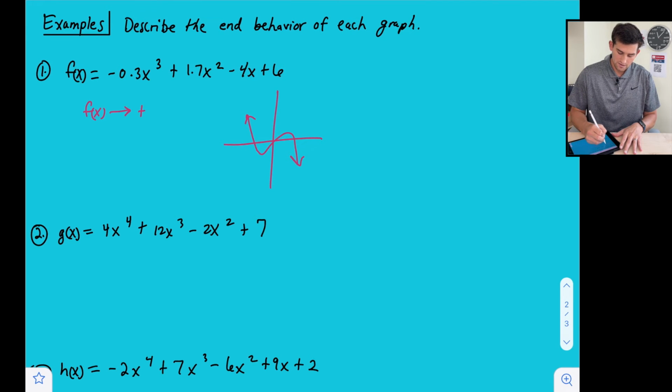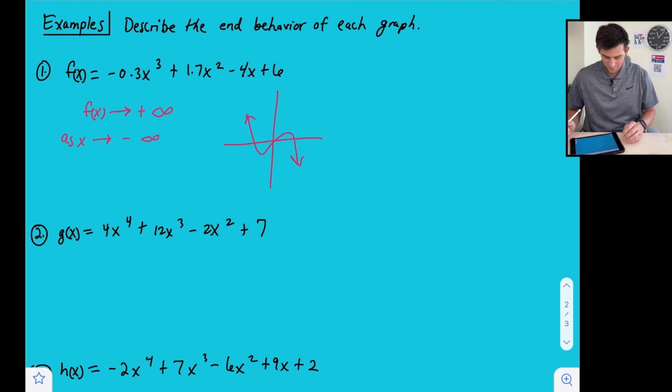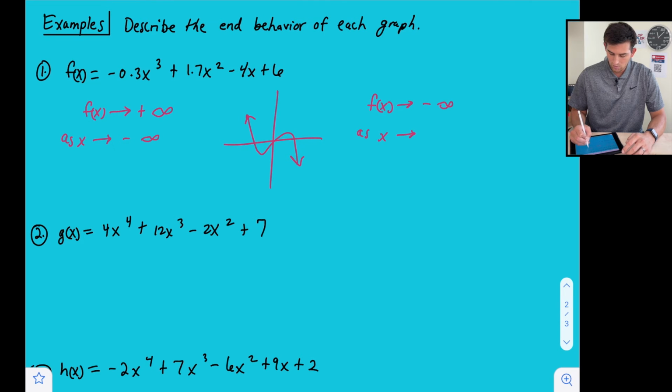And we're going to say this is positive infinity as x approaches negative infinity. So as our graph moves to the left, we're getting higher. So now let's talk about the right. So we'll say f of x approaches negative infinity as x approaches positive infinity, right? So as we are moving to the right, our graph is going down. So that would be our end behavior for number 1.